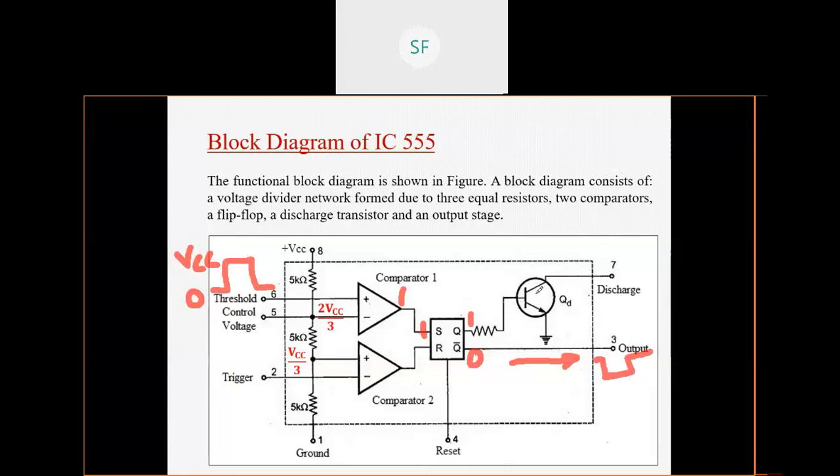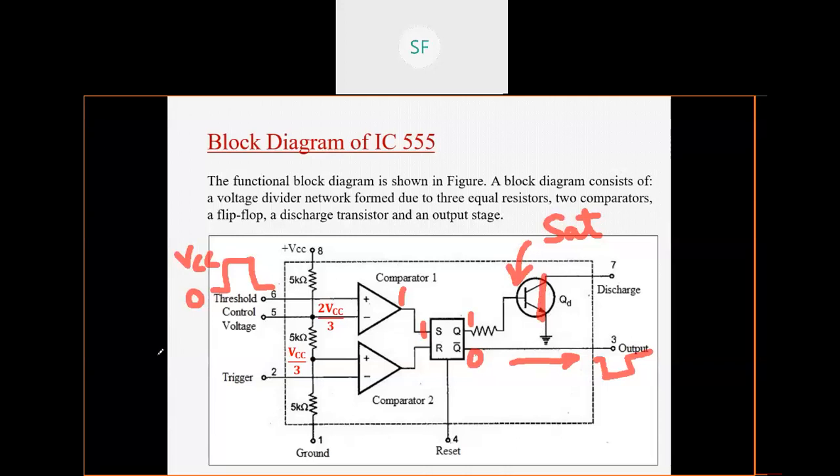Now talking about the discharge transistor, since this value is 1, or you can also call it high, then what will happen? This transistor, I have already told you, is working as a switch. So either it will be in cutoff or saturation. So now in this case it will be in saturation. Saturation means this transistor will act as a short circuit, so current will flow through this transistor. In the earlier case it was cut off, that means it was an open circuit, and no current was flowing.